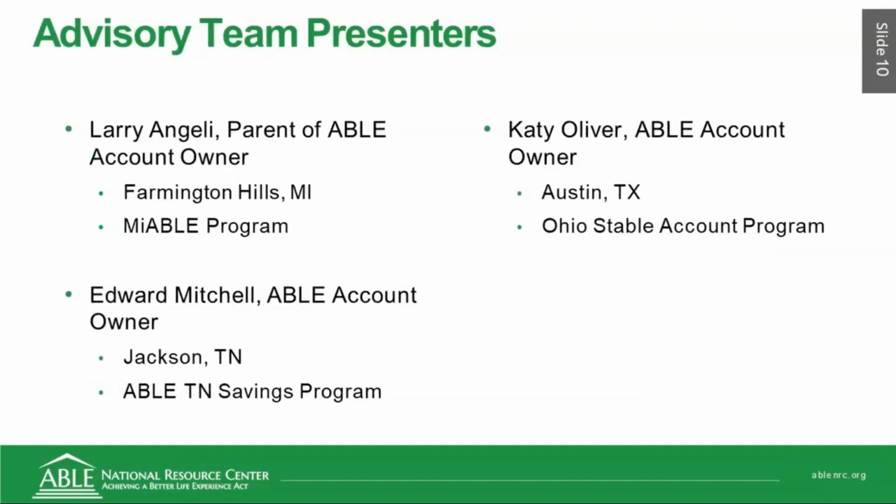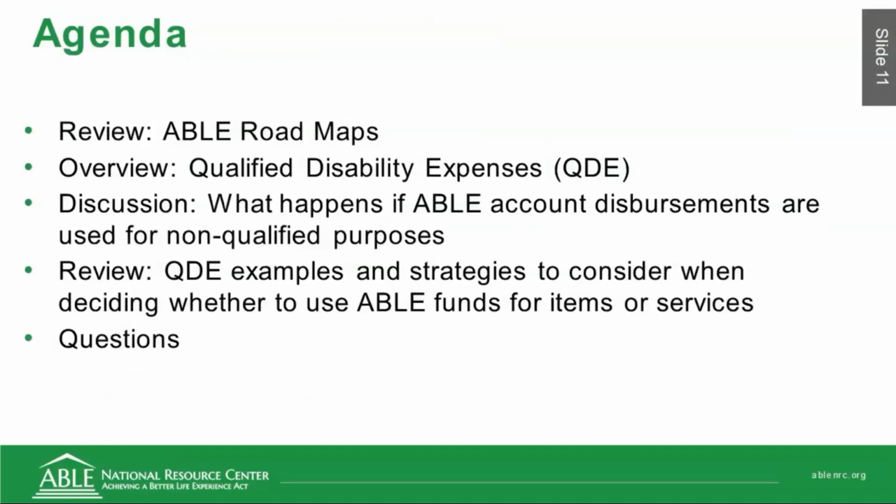We also have Edward Mitchell, who's an ABLE account owner who lives in Jackson, Tennessee, and has his ABLE account through ABLE's Tennessee Savings Program. And Katie Oliver, who's an ABLE account owner who lives in Austin, Texas, and has her account through Ohio's STABLE Account Program. And they'll be weighing in on some of the qualified disability expenses that they have as well. So we'll be hearing their voices through today's training.